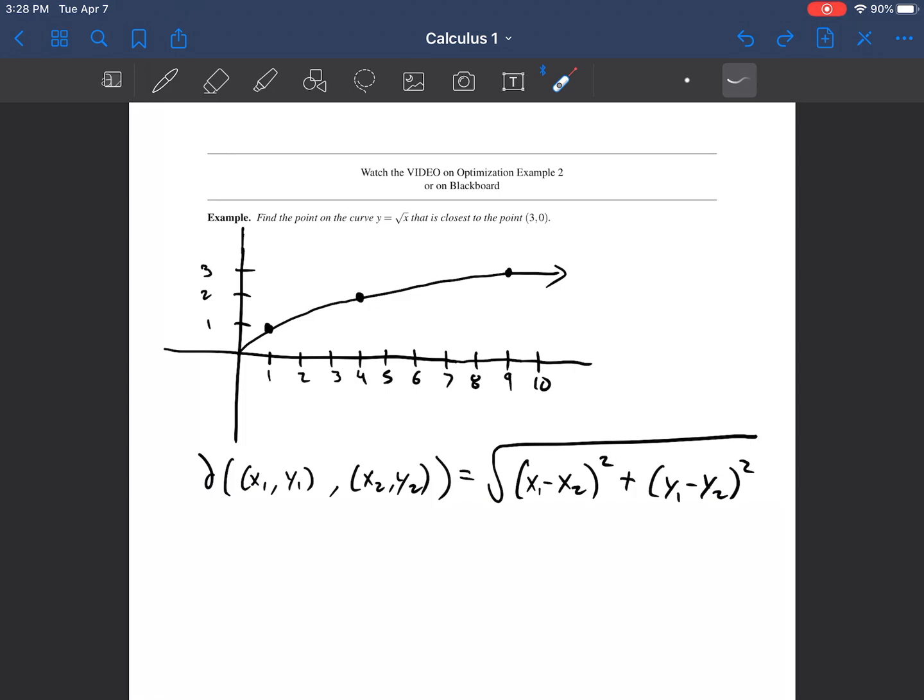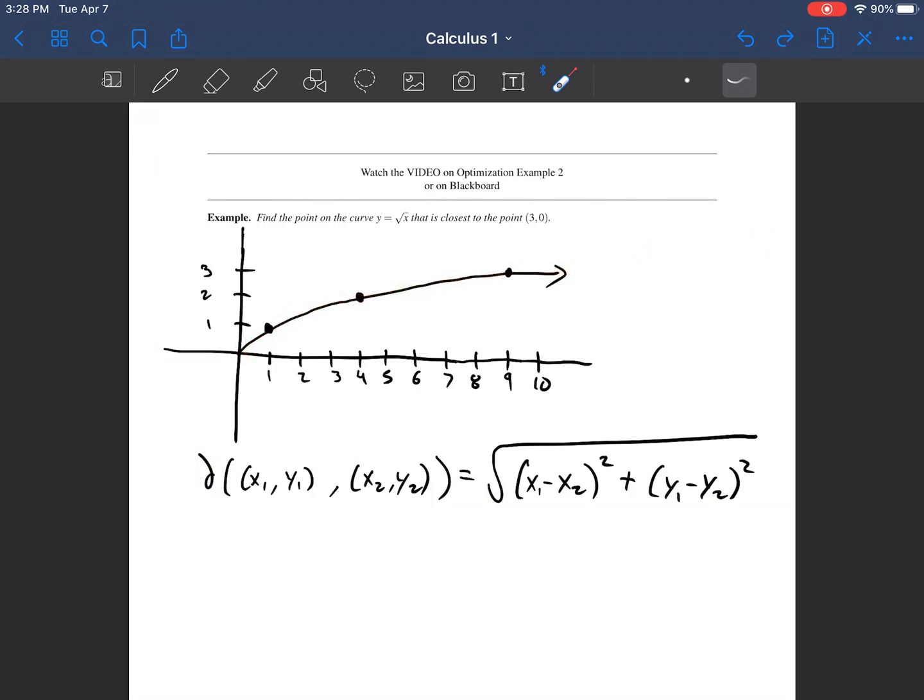If we read the problem, it says find the point on the curve y equals square root of x that is closest to the point (3, 0). So what did I do? I took this function, the square root of x, and I drew it here. The square root of x looks like a parabola that was facing up, except it fell over. You can see that shape here.